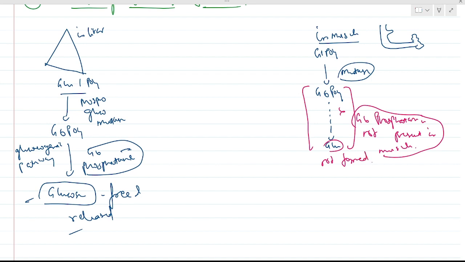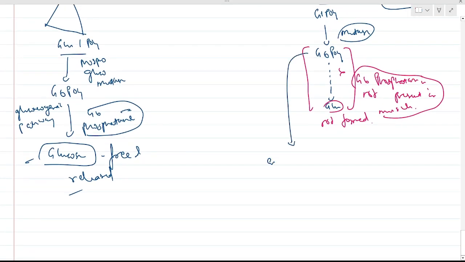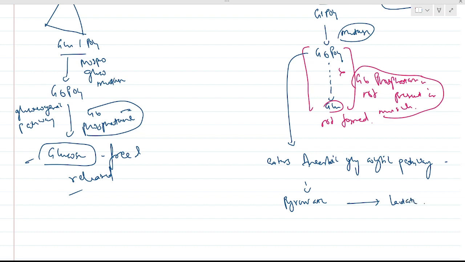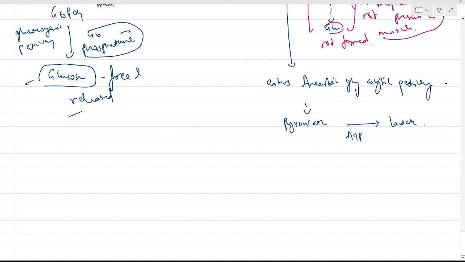So we cannot allow this glucose 6-phosphate to stay there. There is some alternate pathway. This glucose 6-phosphate, very simply, enters the anaerobic glycolytic pathway, and finally pyruvate is formed, which will ultimately lead to lactate. ATP is released. We have discussed a total of 2 ATPs gained here.